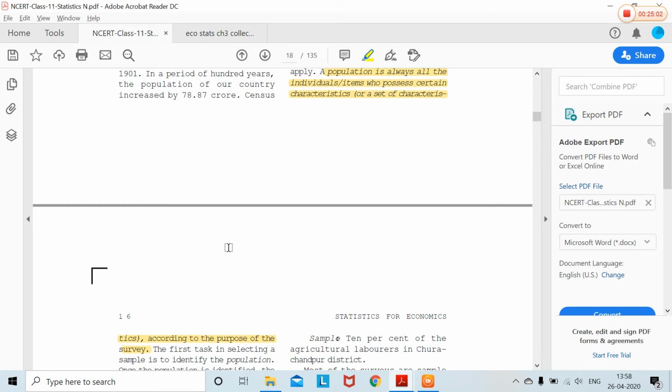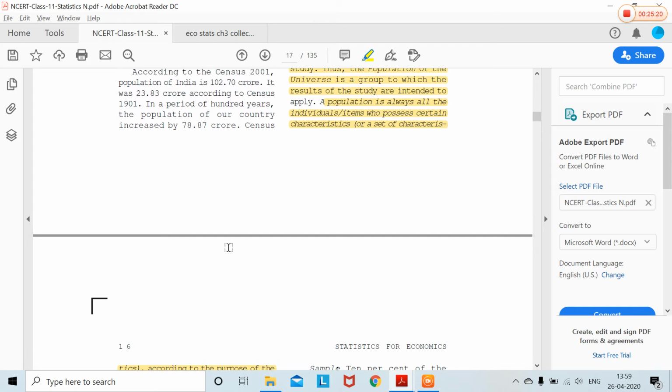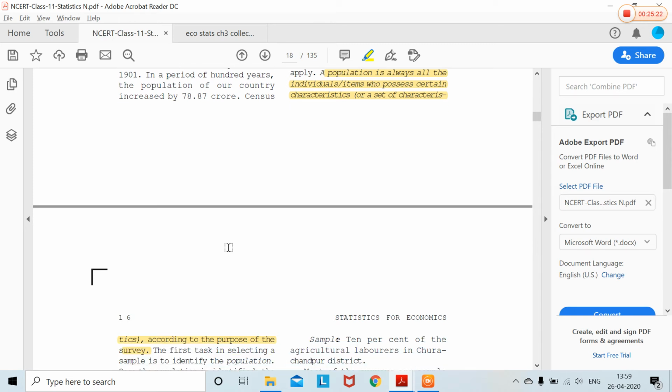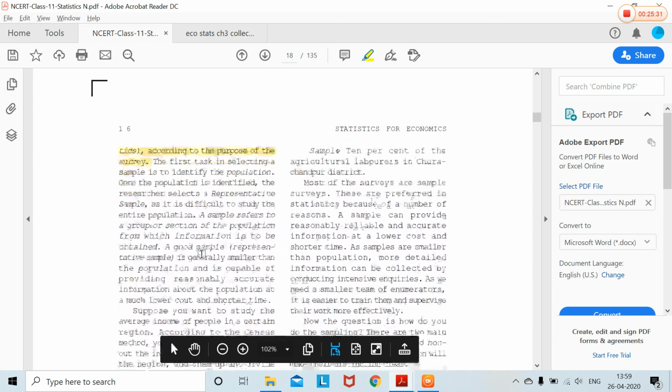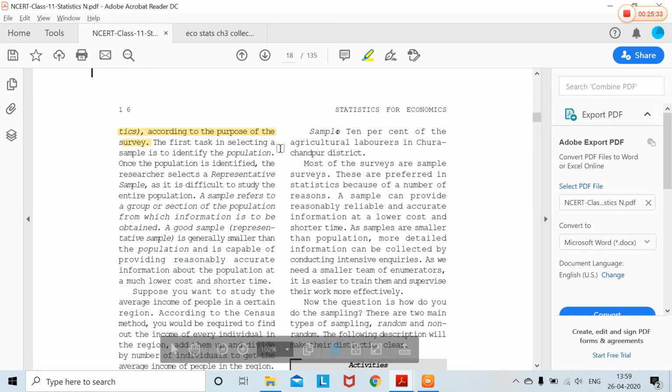But if I randomly select maybe just 15 or 20 students in the class group of 6th to 8th, that would be called a sample survey. Out of my population, I have asked a selected number of students. That's it. So that is called a sample survey. So please write this definition. A population is always all the individuals or items who possess certain characteristics according to the purpose of the survey. So the first task in selecting a sample is to identify the population.